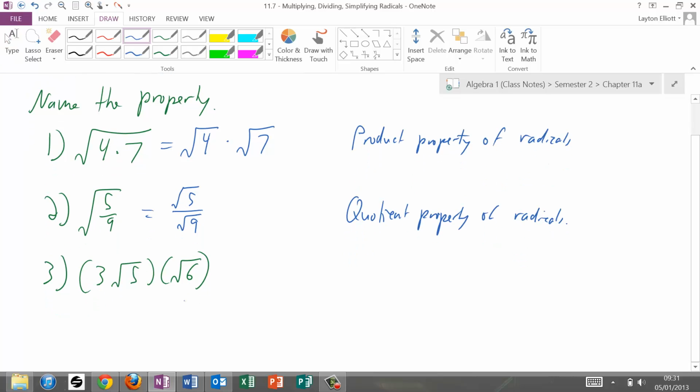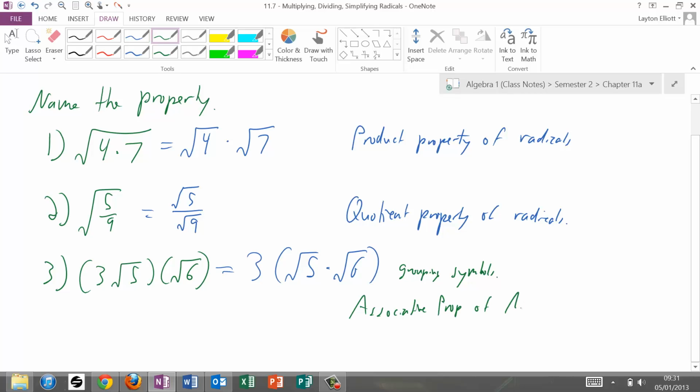This next one, if I say that 3 radical 5 times radical 6 equals 3 times radical 5 times radical 6, regrouping the radical 5 and the radical 6, that is a change in grouping symbols and nothing else. So that is not a new property of radicals. That's actually an old property of multiplication. That is the associative property of multiplication.